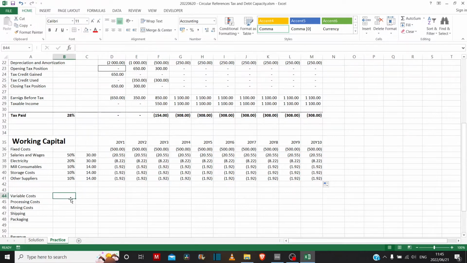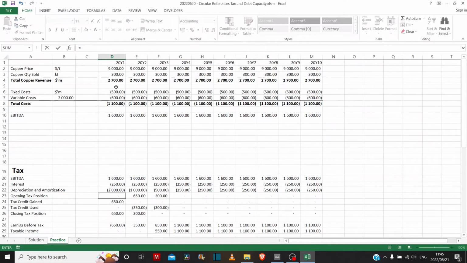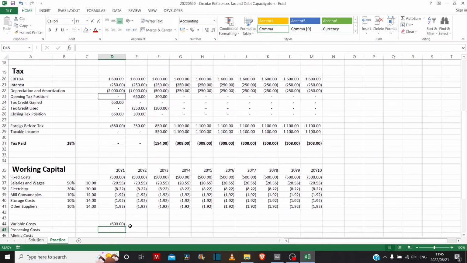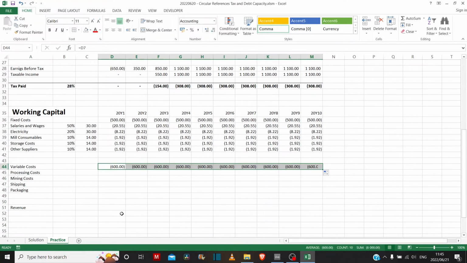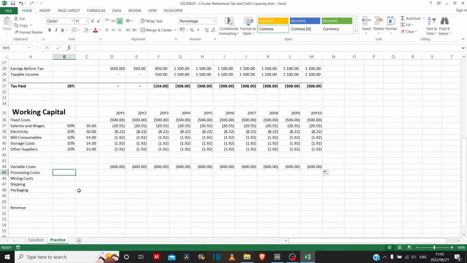So we can repeat the same exercise for our variable costs. Let's just find that line and link it. And then similarly, let's just assume that processing costs are 50%, mining costs can be maybe 30%, and then shipping 10% and packaging 10%. And then let's just assume that processing costs 14 days, mining costs 14 days, shipping 14 days, and packaging as well 14 days.